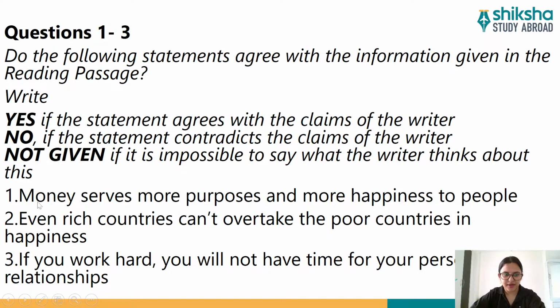And the questions are, first question, money serves more purposes and more happiness to people. This is something said by someone. Okay, there is an author. So basically, in yes, no, not given questions, you get the opinions or the tellings of famous people, of the authors, and they say something, and then you have to predict the answer, and you have to see in the passage whether the opinion or the tellings of the author are matching with the questions.